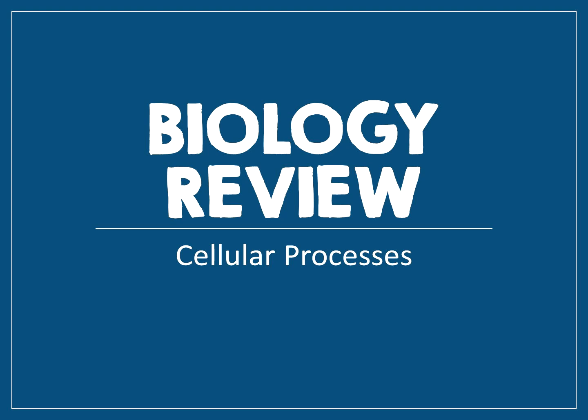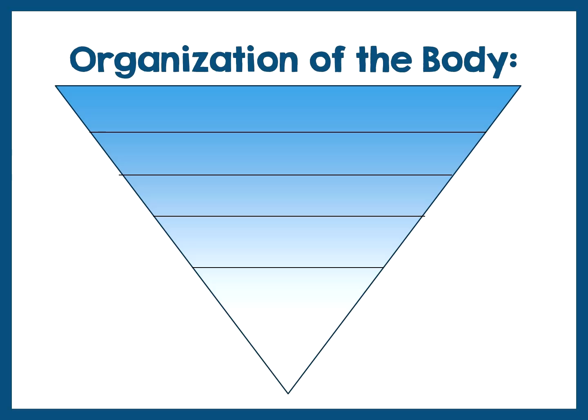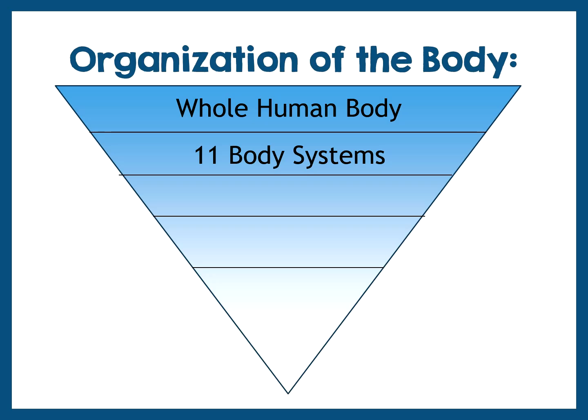All right, today is our crash course review of biology. So recall the organization of the human body. We have the whole human body that is made up of the 11 body systems we discussed in our last lesson. And out of those 11 body systems, we're going to talk about many organs.